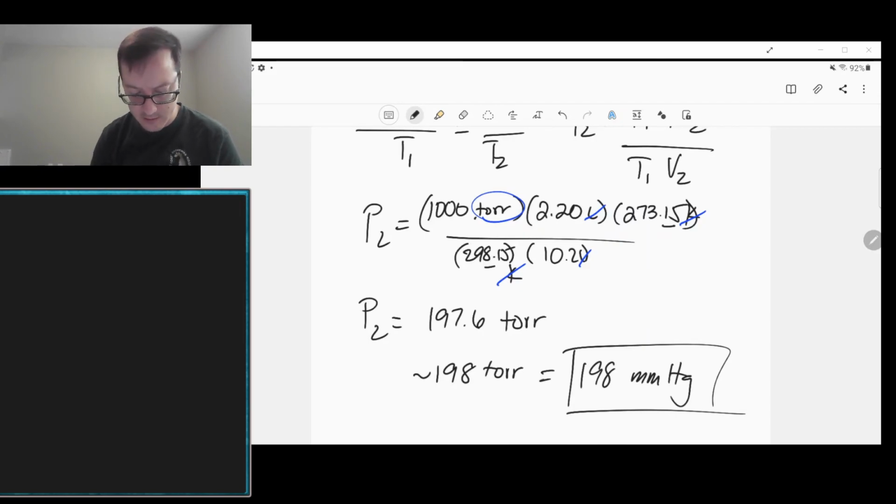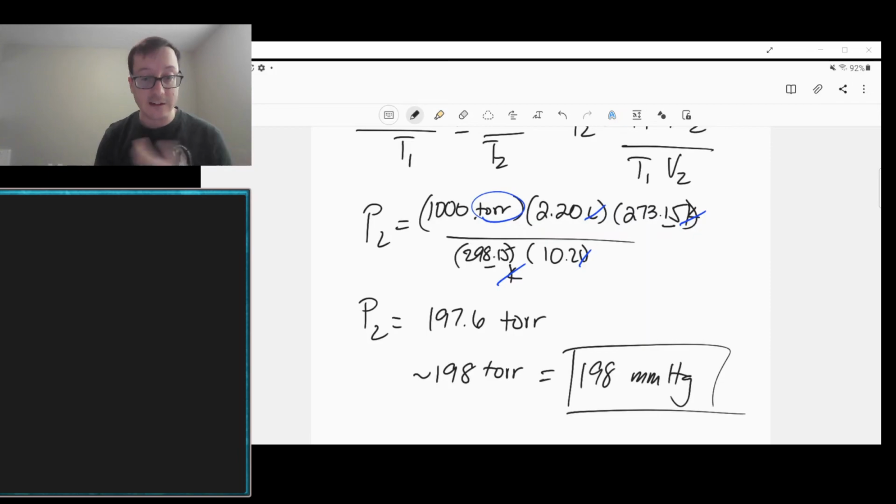And let's see if we can predict this. We're going from a smaller container to a bigger container, so we're expecting pressure to go down. We are going from a warmer temperature to a colder temperature, so we would also expect pressure to go down. And notice our pressure did indeed go down. We had 1,000 torr to begin with. We ended up with about 200, so we definitely went down.